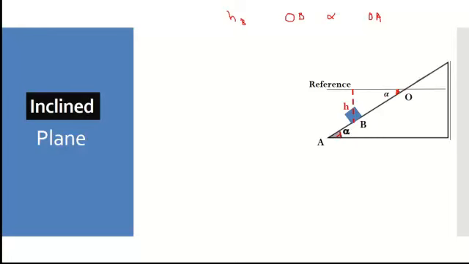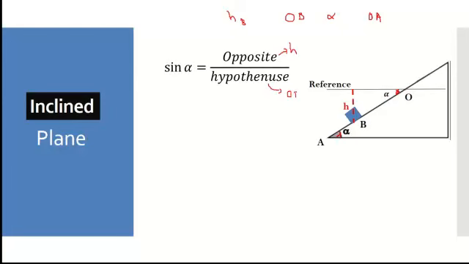So h, with respect to the angle alpha, is opposite. This means I will also use sine alpha. The opposite is the height, and the hypotenuse is OB, here. Now, this means that sine alpha equals the height over OB. This means the height is OB sine alpha.